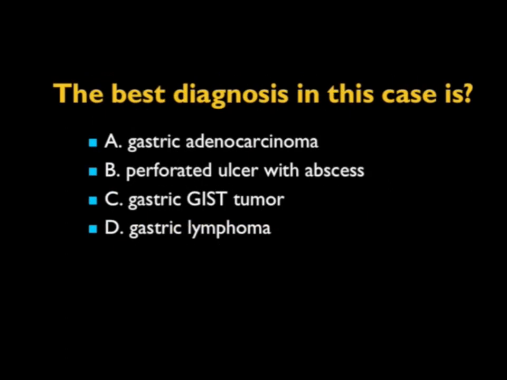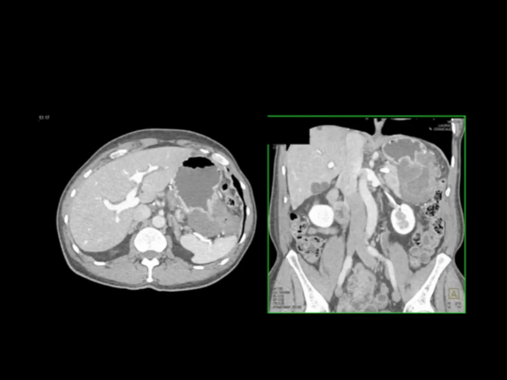In this case, I'm asking for the best diagnosis. When you look at the axials and the coronals, you see evidence of a large mass. It's mainly exophytic involving the stomach. There's a large ulceration present, and you can see communication with the stomach. When I see a large exophytic mass, which almost looks like it's not part of the stomach, to me that's a gastric GIST tumor. They commonly ulcerate.